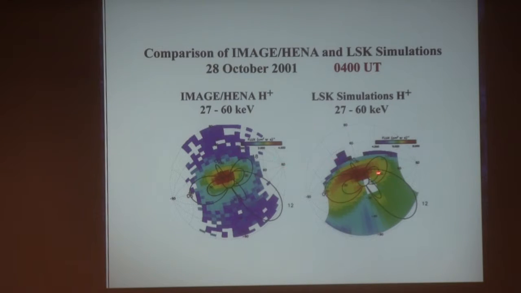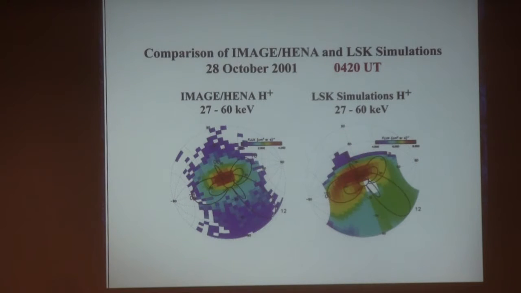So at this point, we're doing a pretty good job of the increase of the energy density in the ring current. But what the LSK is showing is this tail going towards the day side, which happens to be the primary source of our ions for the ring current at this time. The IMAGE HENA doesn't see that. And when I talked to Pontus, he was telling me that that's probably because of the assumptions that are made in this. So we had to do another check.